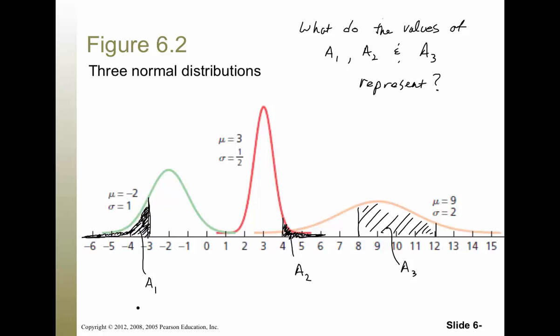Okay, and then how about A3? What does A3 represent? The relative frequency of the values between 8 and 12. Okay, so for the tan distribution, the relative frequency of values between 8 and 12 is the same as the value of that area. Does it make sense?